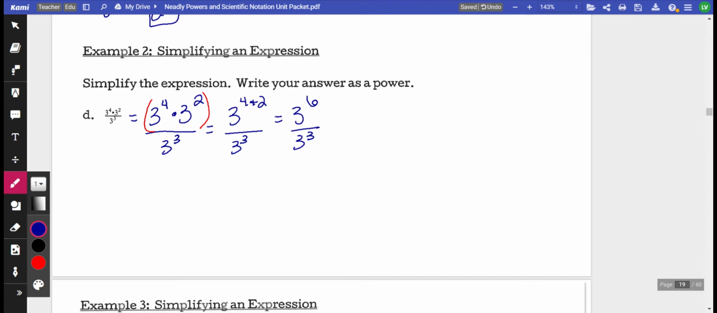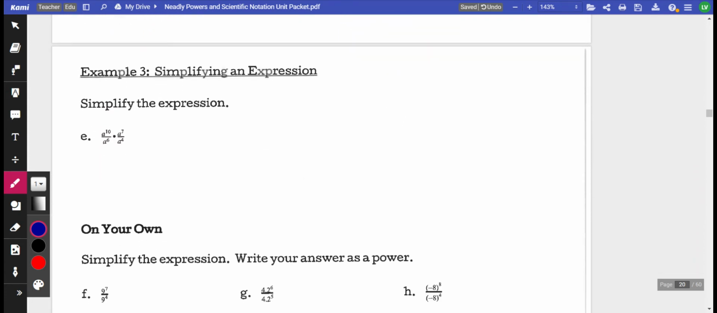Now I have 3 to the 6th power divided by 3 to the 3rd power. Well, I have two bases that are the same, and I'm dividing them, so that means I subtract the exponents. 3 to the 6th minus 3. So 3 to the 3rd power. Because it wants my answer written as a power, I can just leave it as 3 to the 3rd power.